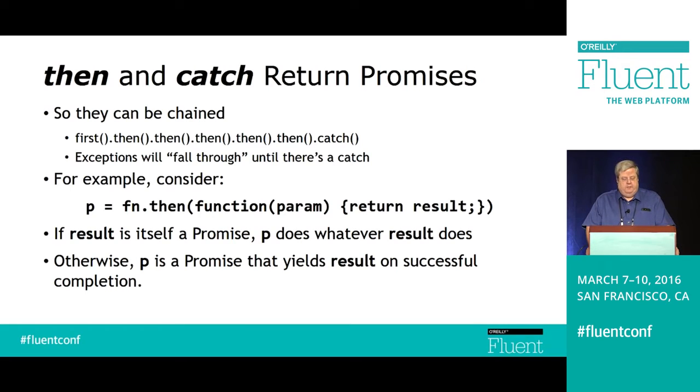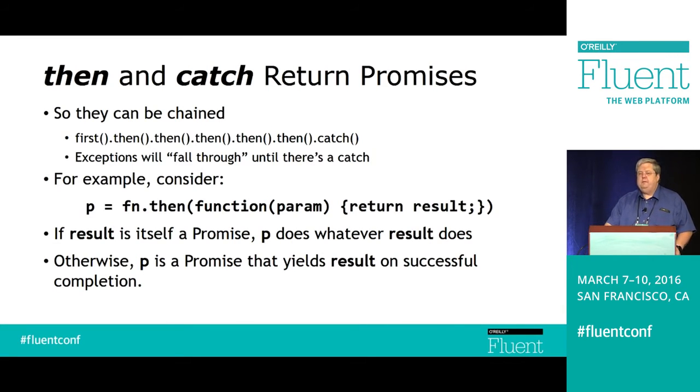So if the result of calling the first method is a promise, you can invoke its then method with a handler for success. What is returned from that then method is another promise that has a then method, that's another promise that has a then method, and so on. And eventually you can end it with a .catch. If there's an error in any of these promises, those exceptions will fall through until the first time there's a catch.